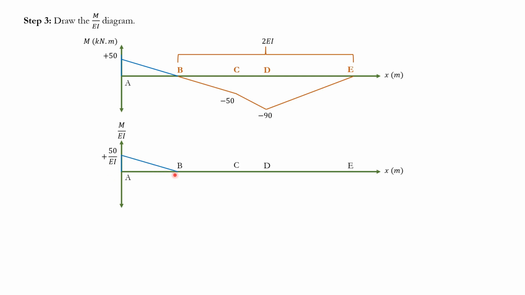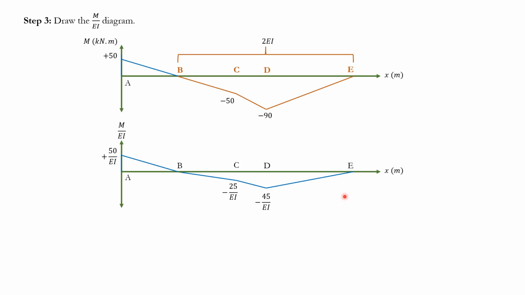And this part, again, not much of a difference, but whatever you see here, you just have to divide by 2EI. Since the stiffness here is 2EI, so negative 50 over 2EI, negative 90 over 2EI. And simple as that, you just draw this part. So this is 0, good. Negative 50 over 2, negative 25. Negative 90 over 2, that is negative 45. And just continue to 0. Simple as that. That's our M over EI diagram.